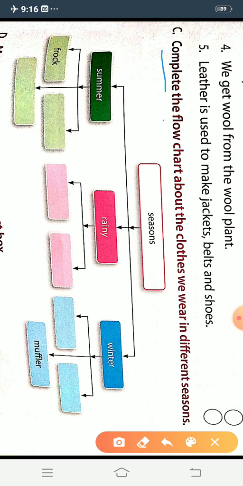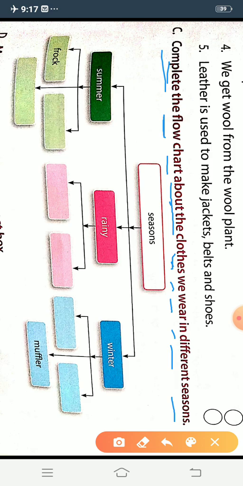Complete the flow chart about the clothes we wear in different seasons. Students, we have already learned we are wearing the dresses, we are wearing the clothes according to the season.